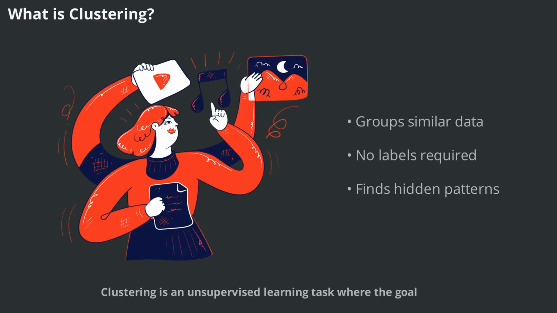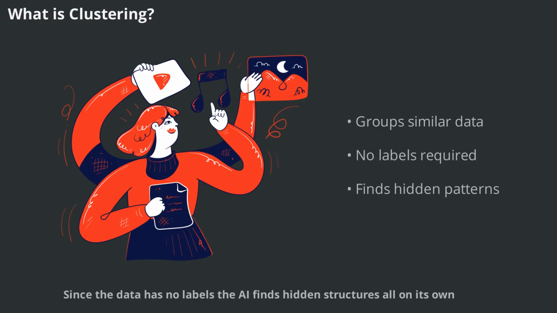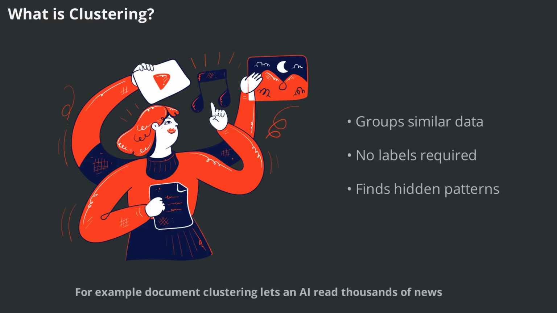Clustering is an unsupervised learning task where the goal is to group data points together based on their similarities. Since the data has no labels, the AI finds hidden structures all on its own. For example, document clustering lets an AI read thousands of news articles and automatically group them into topics like sports, politics, and finance. Clustering is powerful for discovering patterns you might not even know exist.